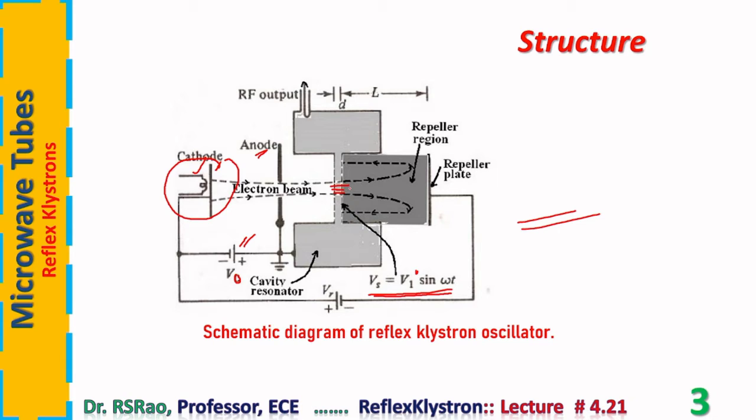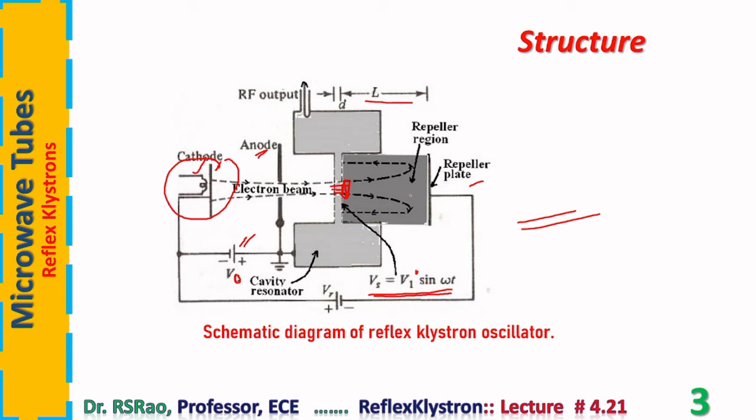Different electrons then enter into the repeller region with different velocities. They travel different amounts of distances into the repeller region. They spend different amounts of time in the repeller region and then they return back. The repeller voltage and the distance of repeller plate L are selected in such a way that most of the electrons, by the time they return back to the cavity gap, form into a bunch. A bunch is a thin, highly dense cloud of electrons. Then this cloud crosses the gap, delivering energy to the cavity gap.